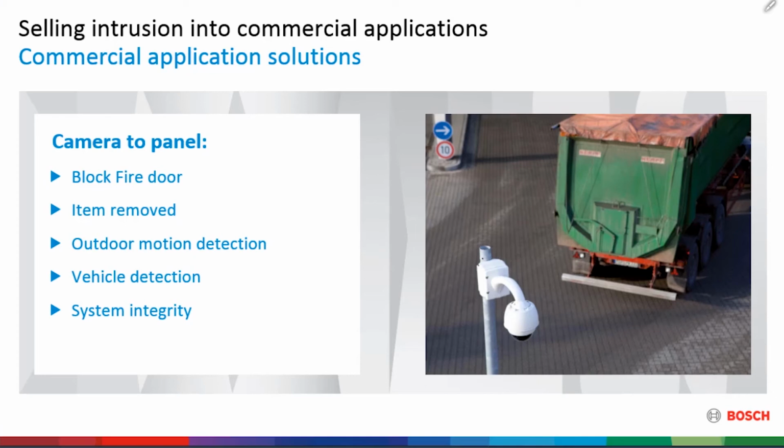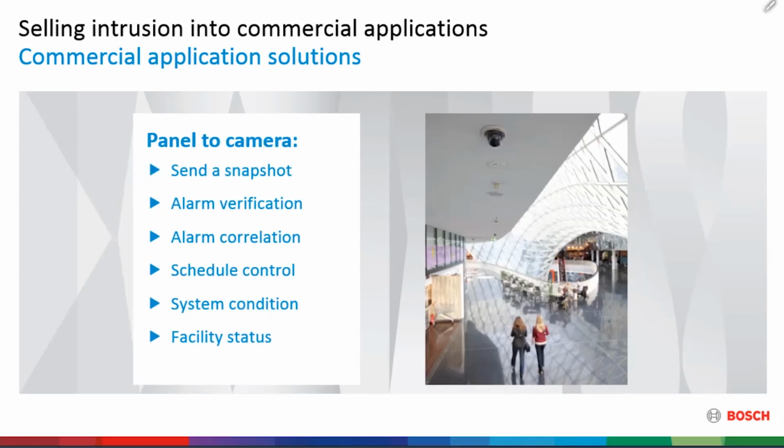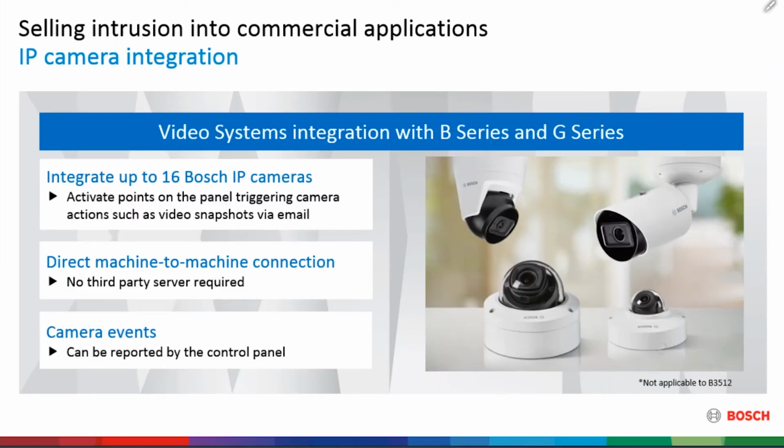On the other side, the control panel, the alarm system, can actually trigger the camera to tell it what to do. Send me a snapshot of what the store looked like when they armed the system. Send a video to the central station to verify this alarm. I want you to run this analytic during the day and that analytic at night. All of these things can be controlled by the alarm panel when it connects to the camera. So in these cases, this is a direct connection from the camera to the panel without any special software. It goes right over the network, and they can send commands to one another.